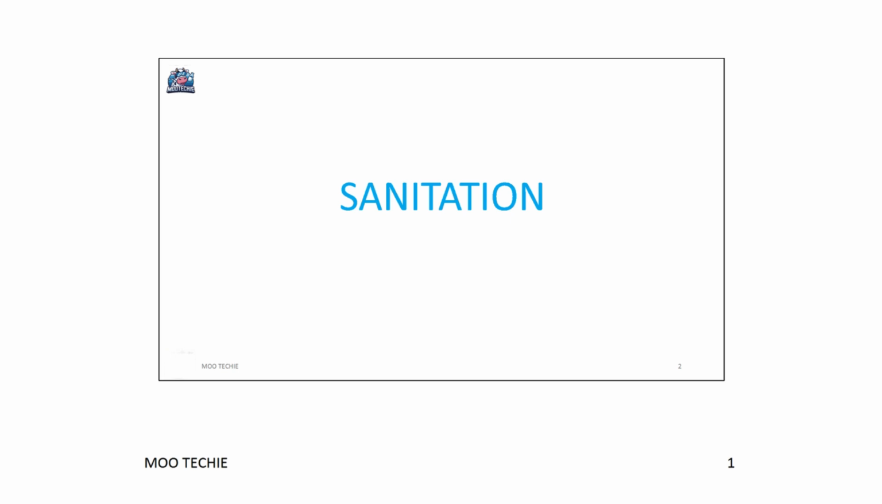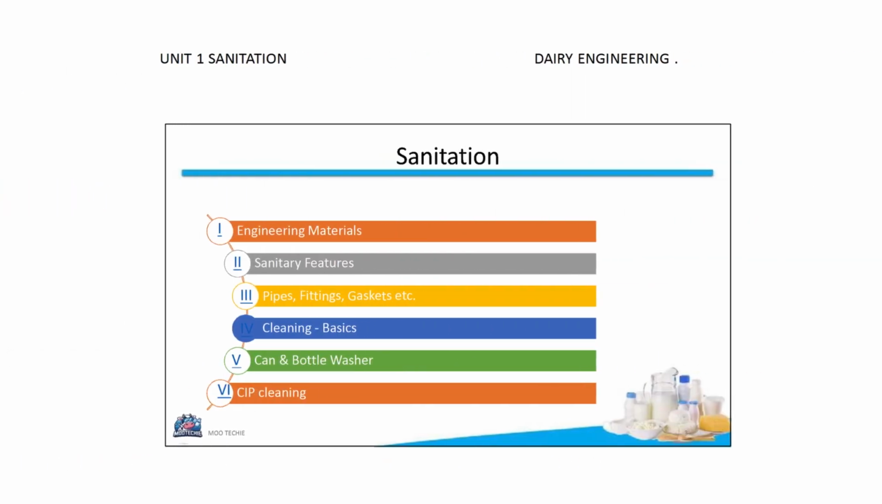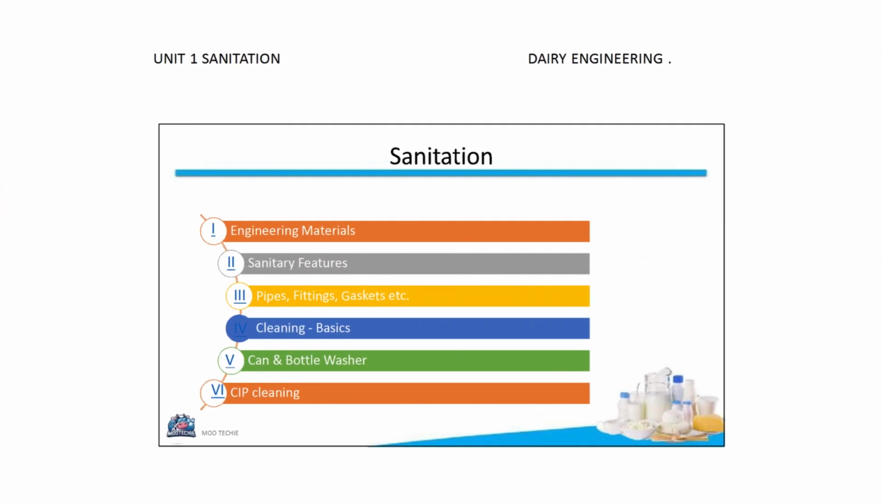In dairy engineering, sanitation encompasses the engineering materials we use, the sanitary features we design, the pipes, fittings and gaskets we select, and the cleaning basics we must follow. This includes understanding systems like can and bottle washers, and the essential clean-in-place (CIP) cleaning processes.